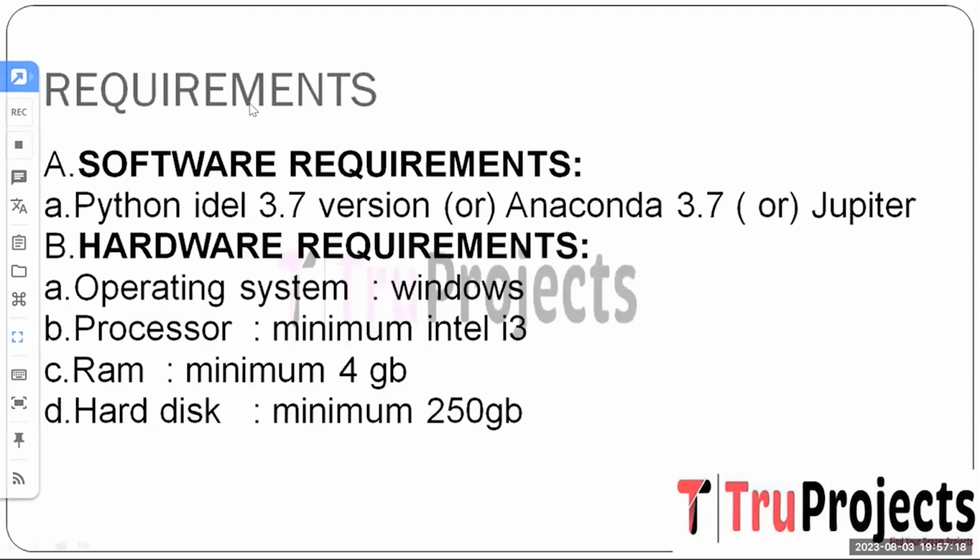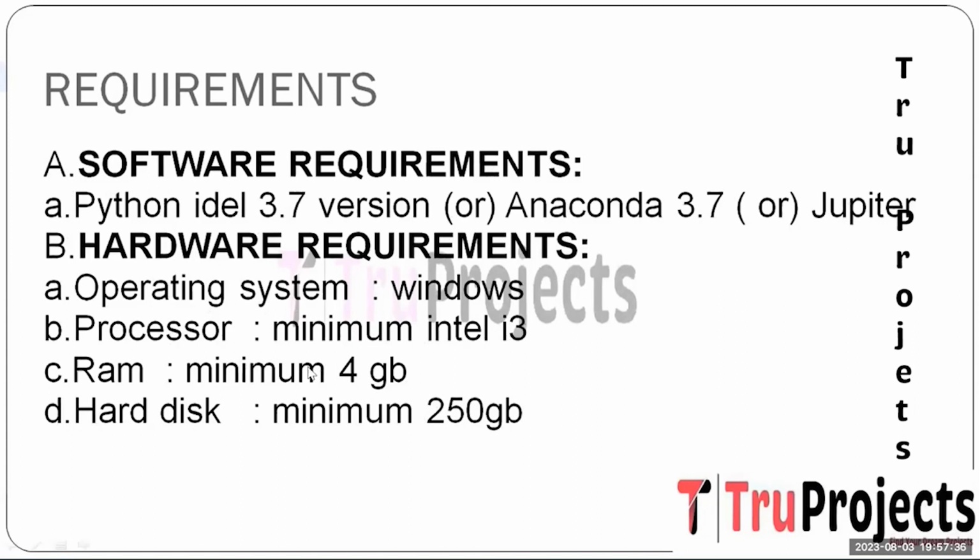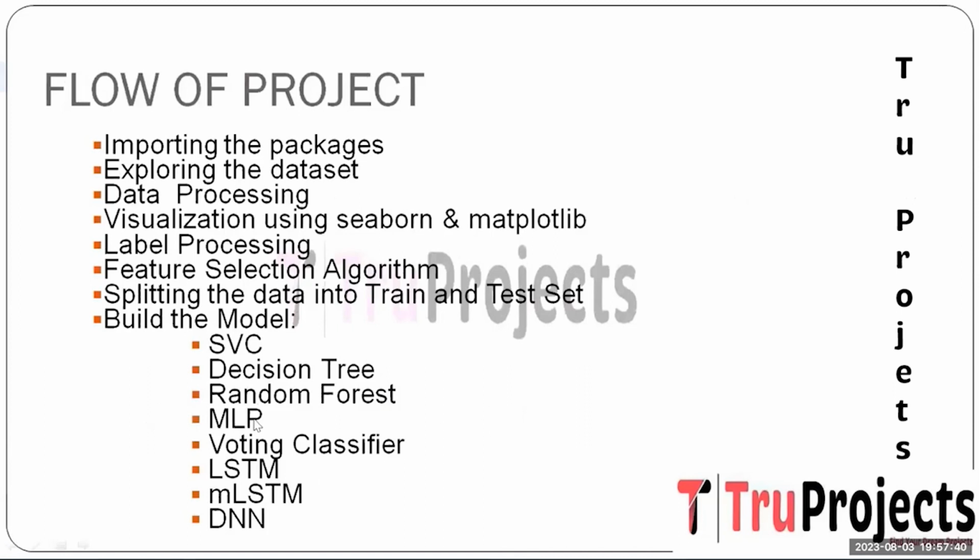And these are the basic requirements that are needed to build this project. The software requirements are Python IDE with version 3.7, Anaconda with version 3.7, or Jupyter Notebook. Hardware requirements are operating system as Windows, processor of minimum Intel i3, RAM of minimum 4 GB, hard disk of minimum 250 GB. And to know about the flow of the project, these are the steps we need to discuss.